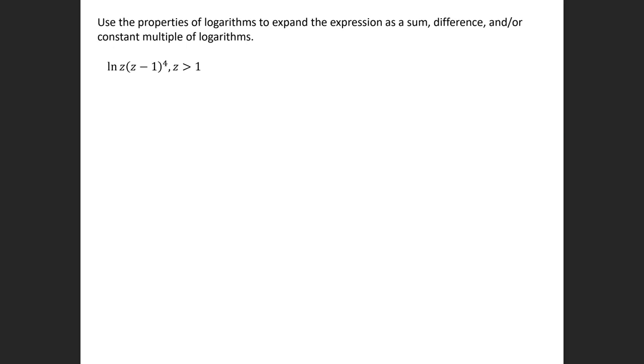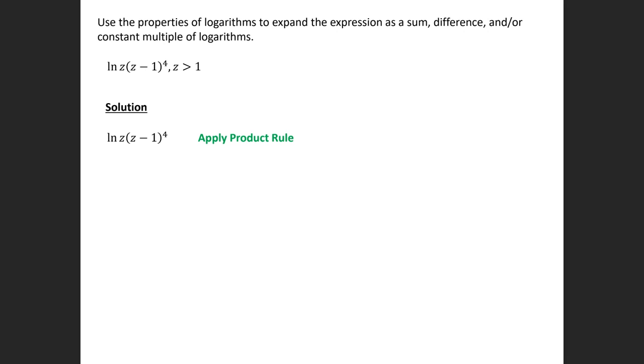The question says, use the properties of logarithms to expand the expression as a sum, difference, or constant multiples of logarithms. What they're basically telling me is they want me to rewrite this as multiple logs using the properties that I just learned. The first thing I see on this one, natural log of z times z minus 1 to the 4th power, is that I have an exponent of 4.